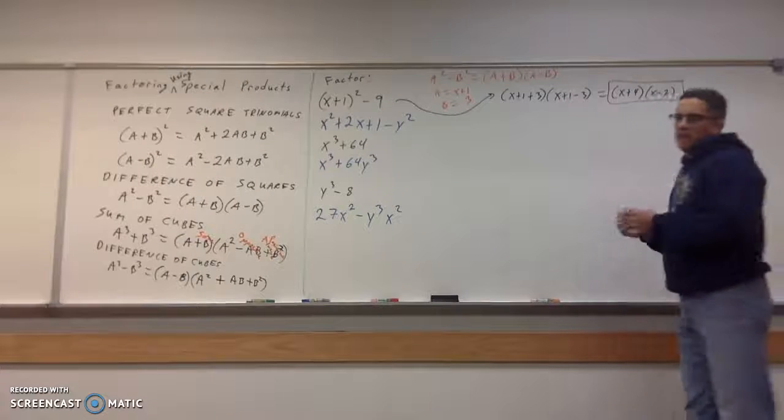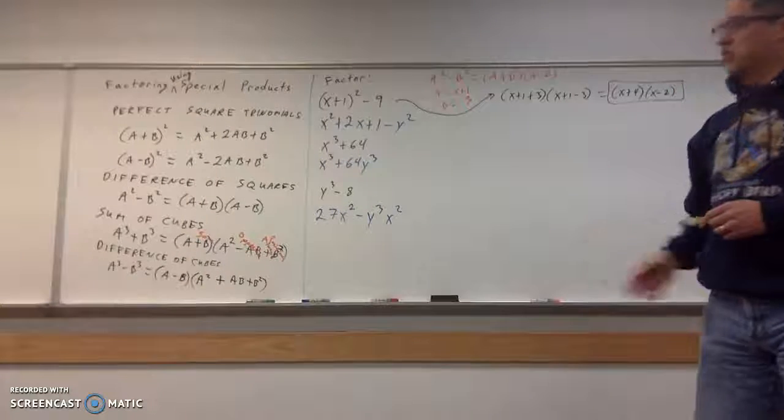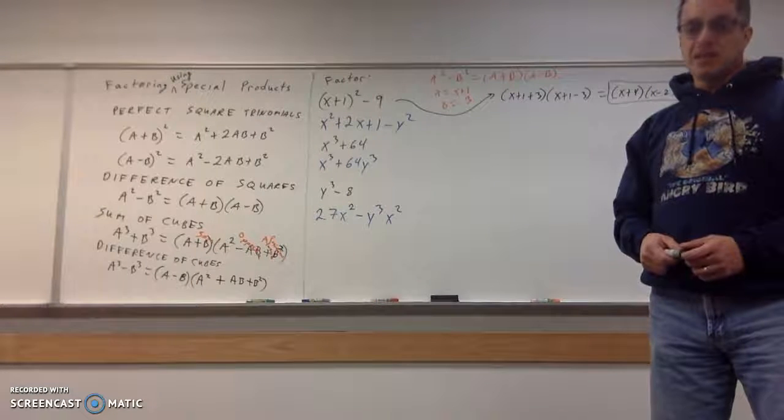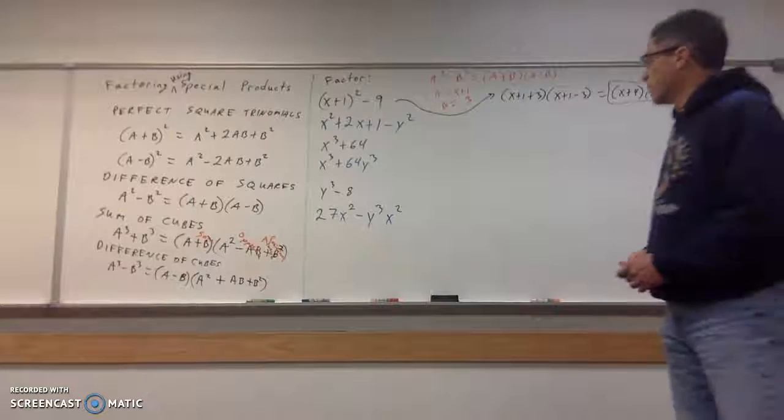Done. Again, you can multiply out your (x + 1) times (x + 1) and collect like terms and factor that way. I don't think that it's the faster way to go, though.